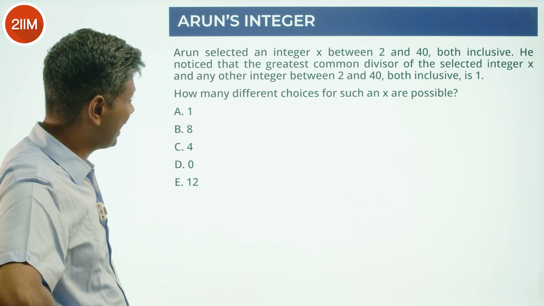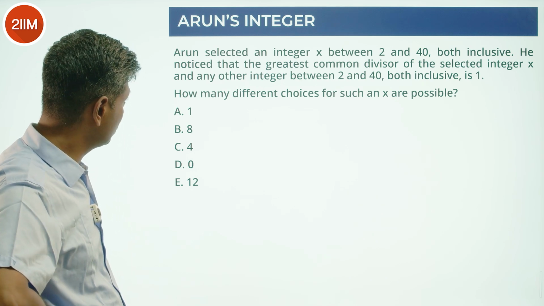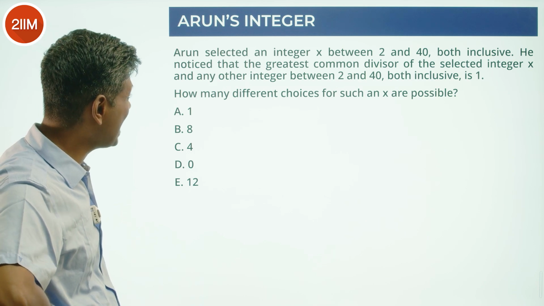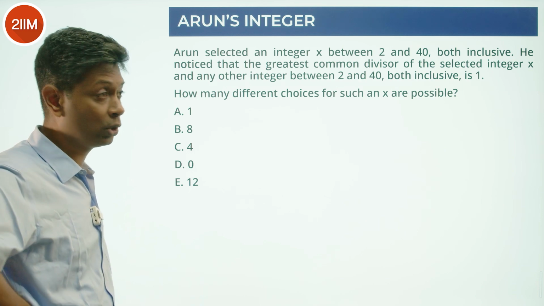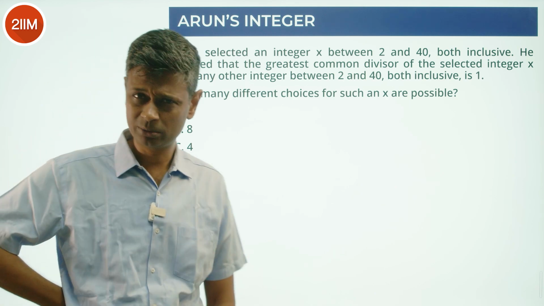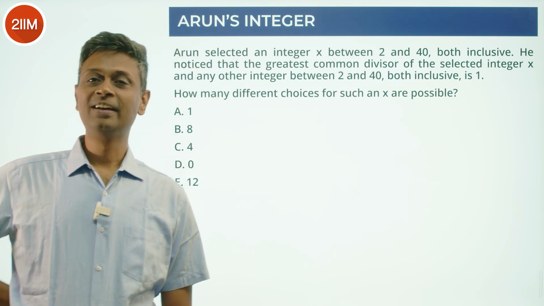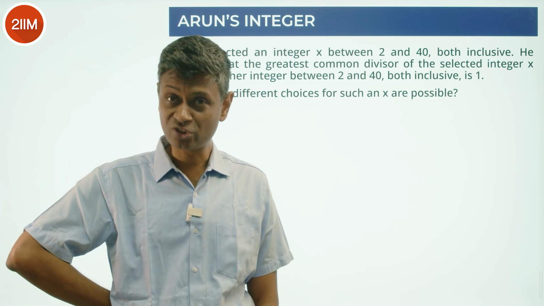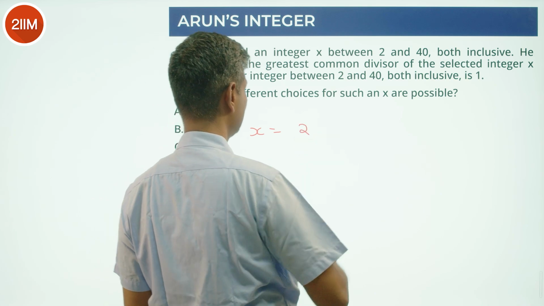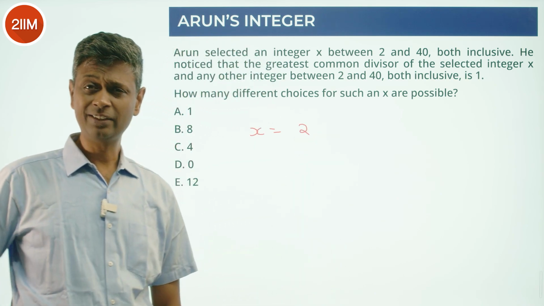Select an integer between x and 40, both inclusive. You notice that the greatest common divisor of the selected integer x and any other integer between 2 and 40, both inclusive, is 1. How many different choices for such an x are possible? Nice question, but a question that we need to process slowly. Let me put x equal to 2. Is that even possible? Is x equal to 2 a possibility?